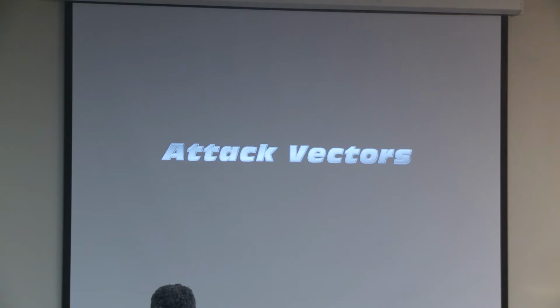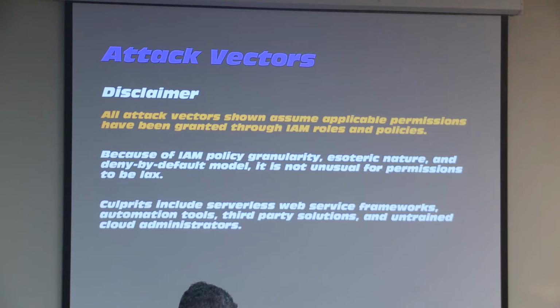So we get into the meat of it here. Again, this is kind of a threat modeling talk, so I want to throw up this disclaimer because it's important to note that all the attack vectors shown here assume that applicable permissions have been granted through IAM roles and policies, so I'm not circumventing IAM by any means. This just assumes that those permissions have been granted already. But because of the deny by default, they're very esoteric. It's very granular. It's not unusual for them to grow very lax over time.